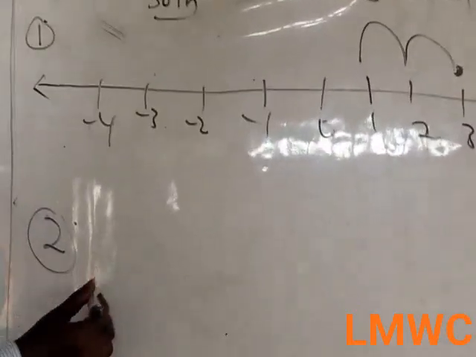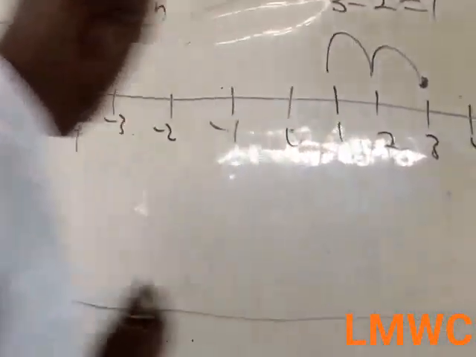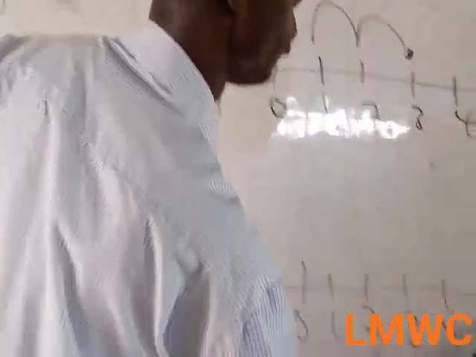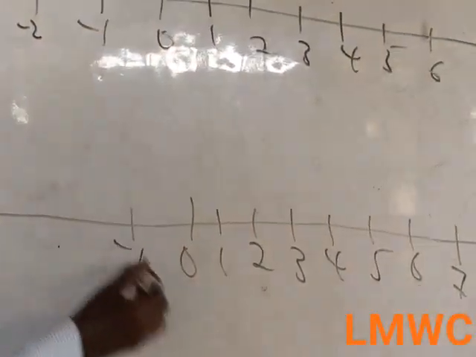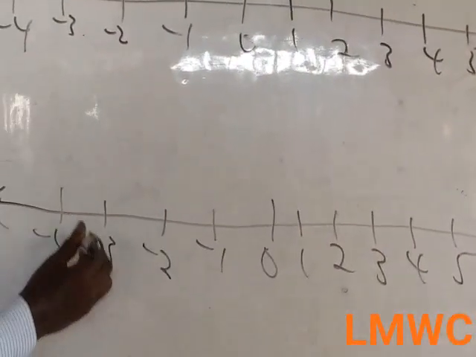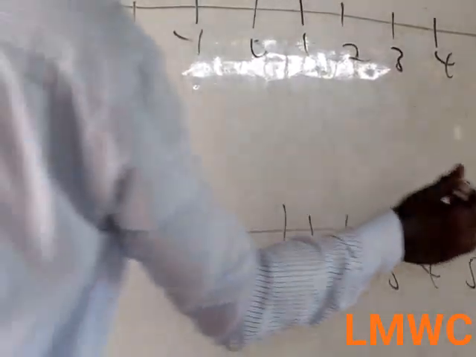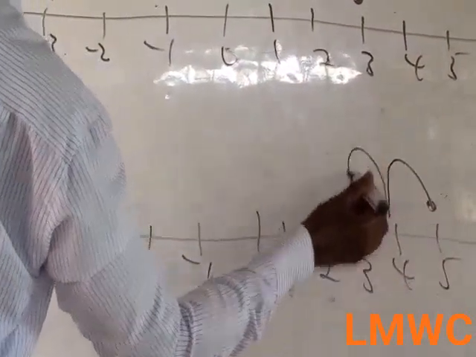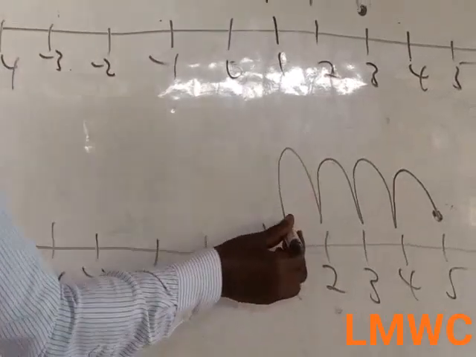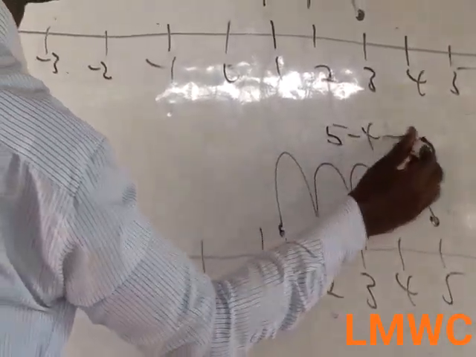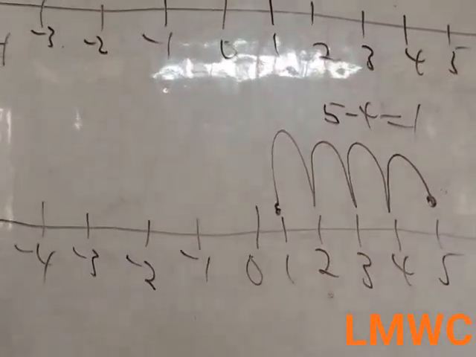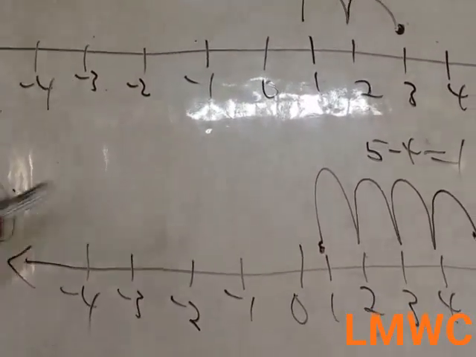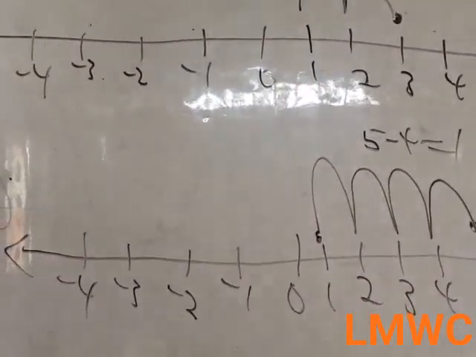2. We have 0, 1, 2, 3, 4, 5, 6, 7, neg 1, neg 2, neg 3, neg 4. What is our first value? We have 5. But we are subtracting how many? 4. So you count 4. 1, 2, 3, 4. You come to the left. This means 5 minus 4, we are getting 1. You see, it's very simple, but students normally don't understand this if you are using the number line to add or subtract.